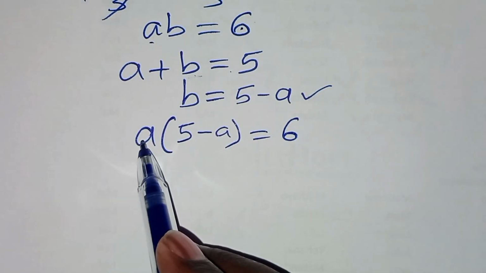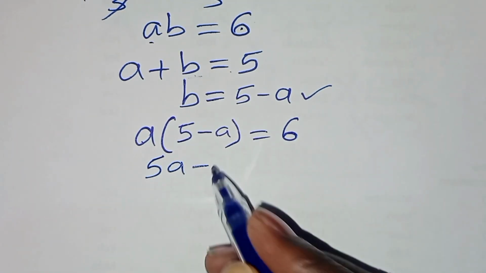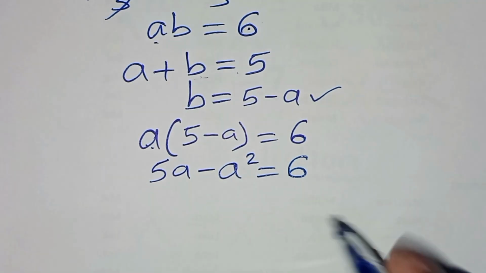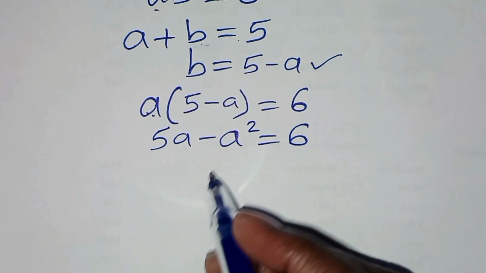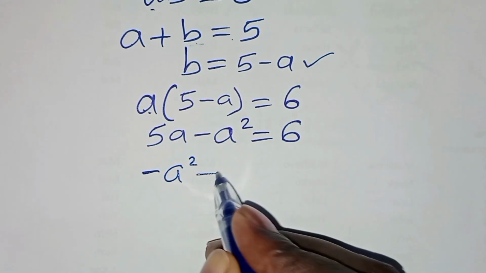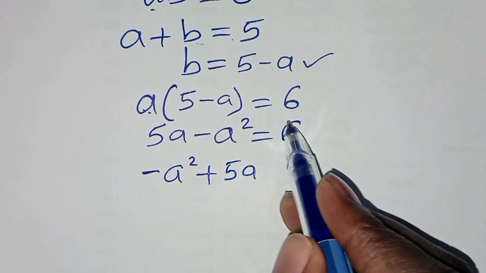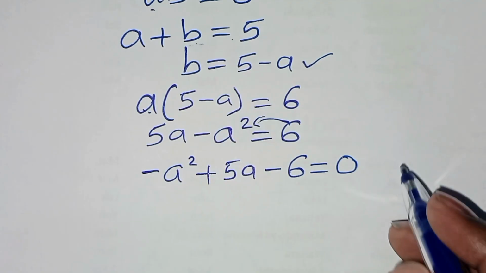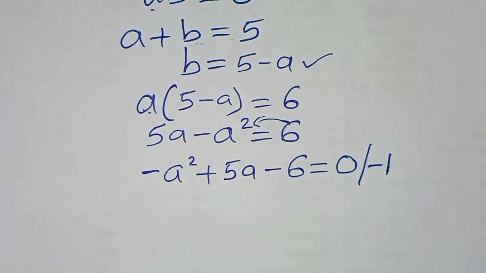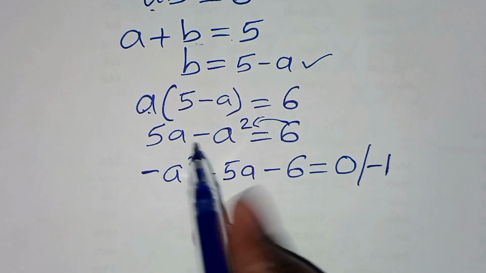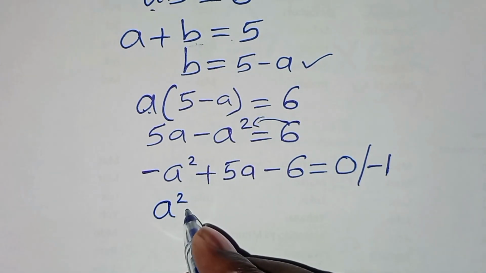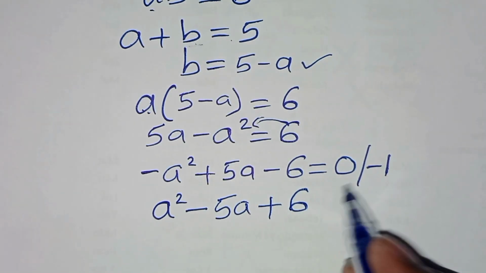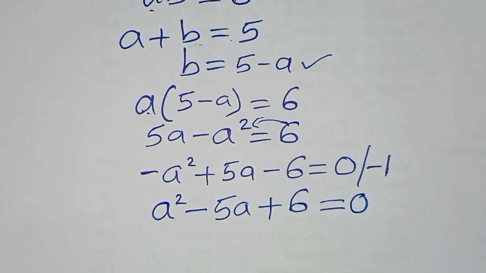Now we'll have a times 5 here, so this is 5a, subtract a times minus a, this is a squared, this is equal to 6. So let's rearrange this equation. We'll have negative a squared plus 5a, let's take 6 on the left hand side, so this is minus 6, this is equal to 0. Let's multiply both sides by negative 1, so that negative 1 times minus a squared, this is a squared, subtract 5a plus 6, this is equal to 0.